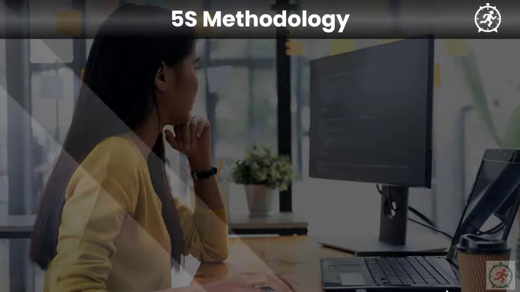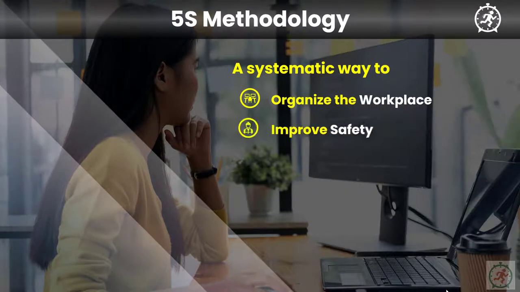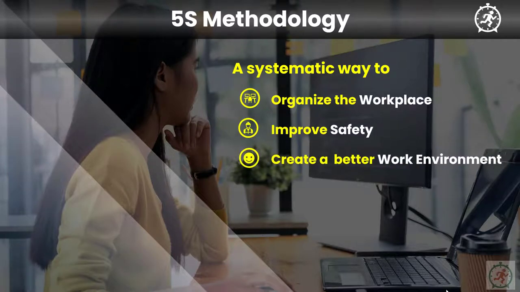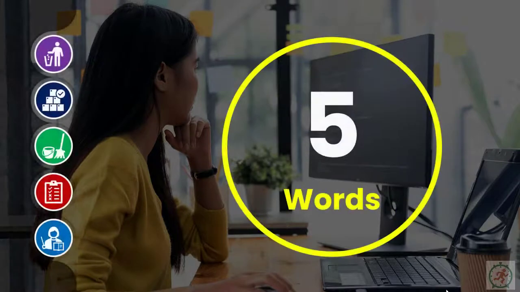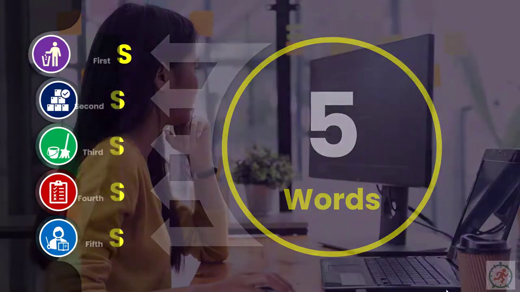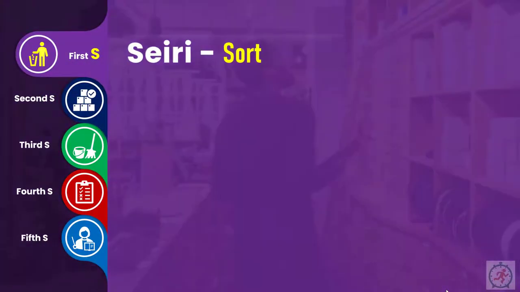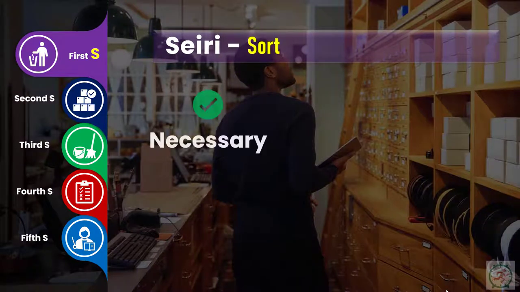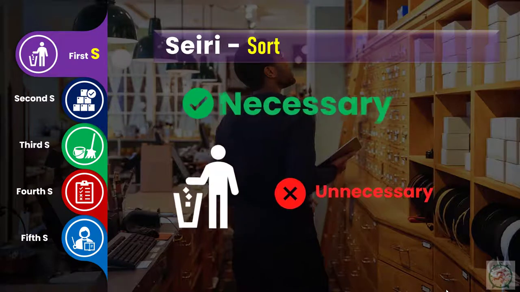The 5S methodology is a systematic way to organize the workplace, improve safety, and create a better work environment. It originated in Japan, and it has 5 words, which sounds like, starting with the S letter. The first S is seiri. It means sort. Sorting out necessary and unnecessary, and discarding of unnecessary items from the workplace.